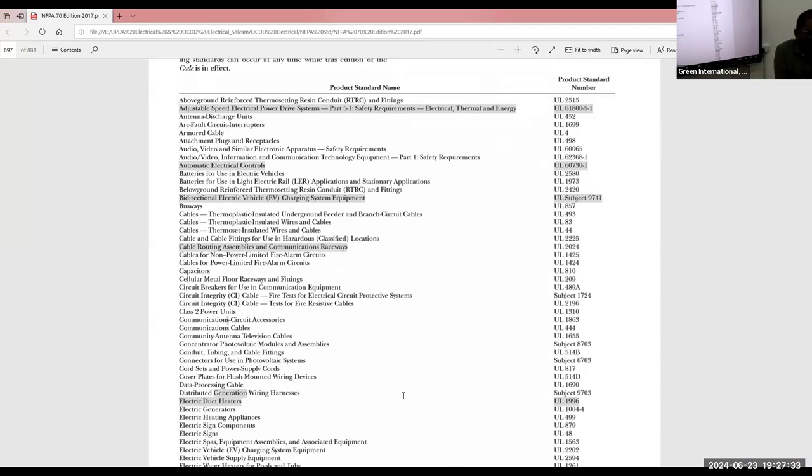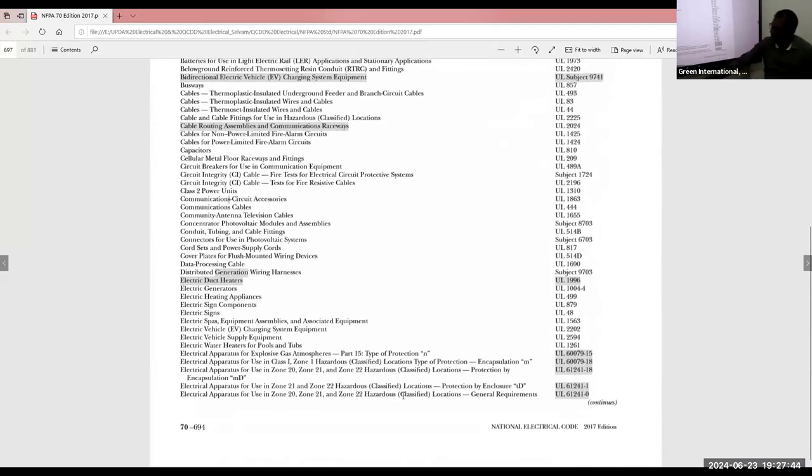So it is easy to get these marks. That is 8 questions, 16 marks. Simply refer to NFE 70, page number 694. If you get that, there is no need to memorize anything else. The only thing you need to remember is this page number, so you can get all the UL listings. NFE 70, page 694.